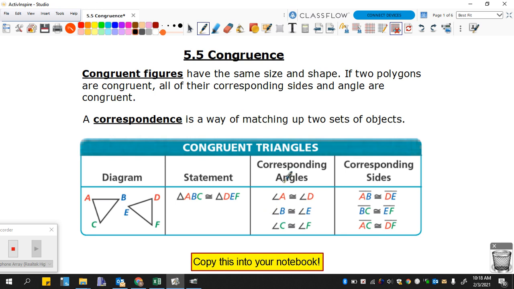If we're talking about the corresponding sides, the first two of ABC correspond with the first two of DEF. So AB is congruent to DE. The last two, BC, is congruent to EF. And the first and last, AC, is congruent to DF.